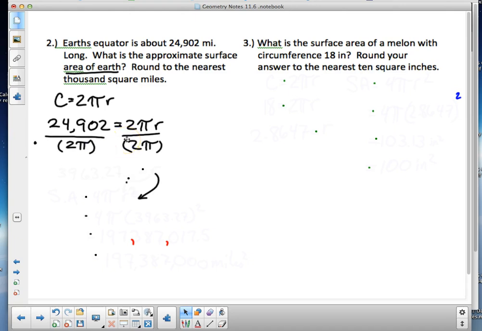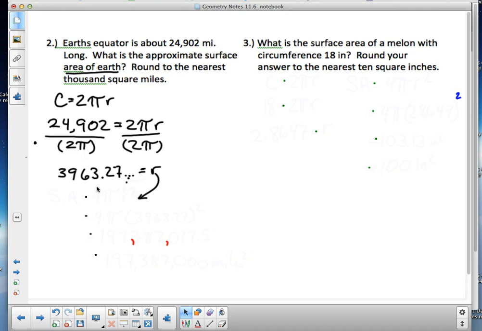Be careful when you do this in the calculator. You've got to divide by 2 pi with 2 pi inside parentheses if you do it together. You may take 24,902 divided by 2 and that result divided by pi, but either way you should get 3,963.27. These extra dots mean that I've got extra value in my calculator I'm going to hold there. So now, that's my radius. And I've got the radius of that circumference of the sphere.